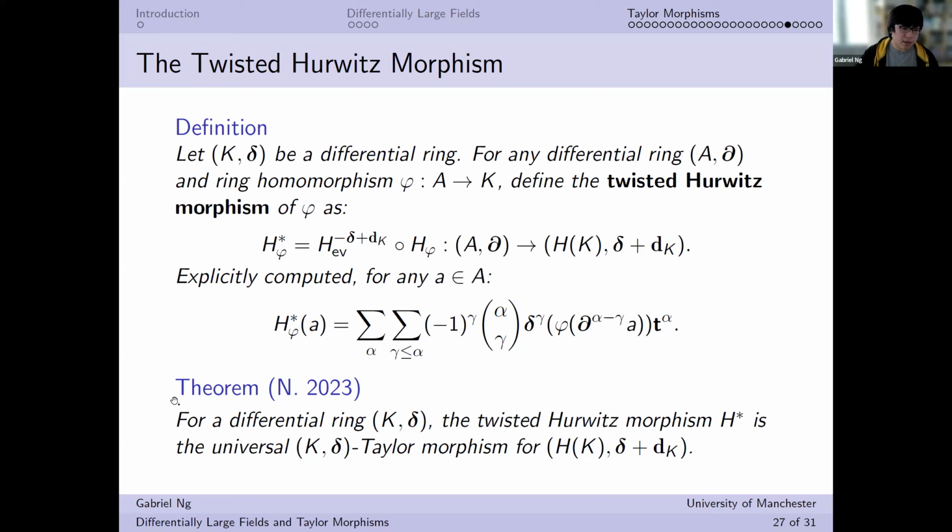And the main theorem is that for a differential ring (K, δ), the twisted Hurwitz morphism H star is the universal (K, δ) Taylor morphism for this ring, this twisted Hurwitz series ring. And as a remark, this gives you essentially what every K Taylor morphism is: it is the image of precisely this twisted Hurwitz morphism in some differential K algebra with this derivation.